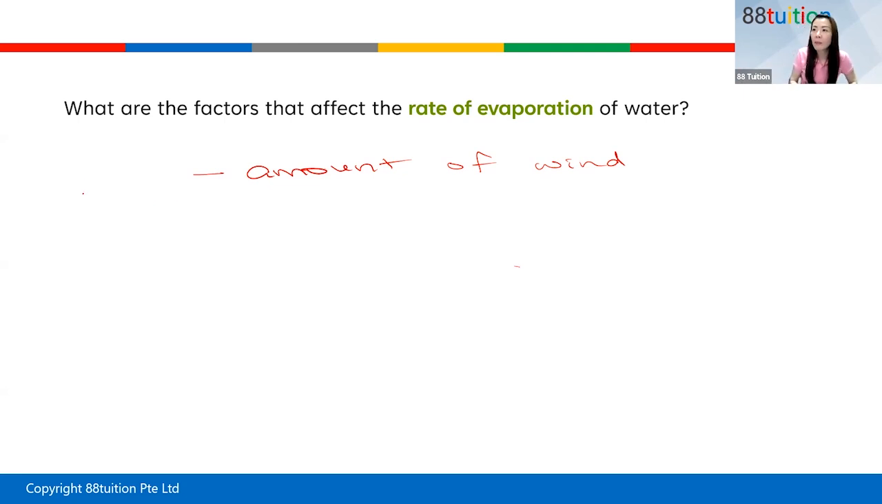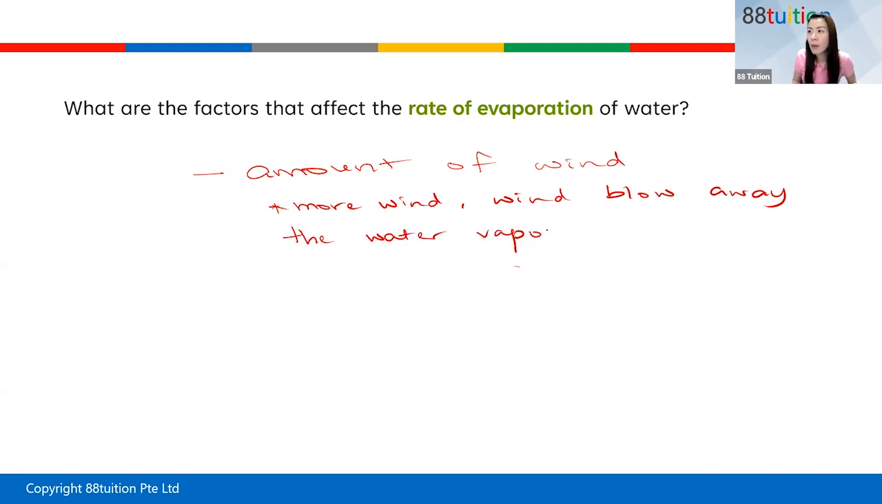Okay, good. Now, so when there is more wind, what happens? Okay, the wind actually blows away the water vapor formed, right? So on top of the surface, let's say is a bowl.